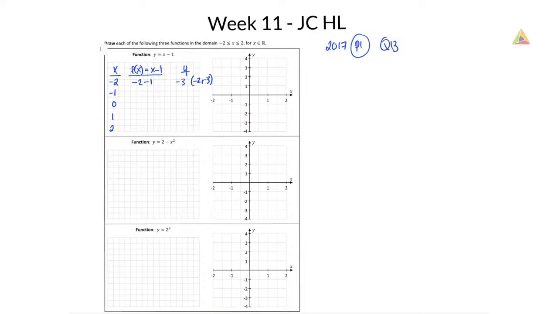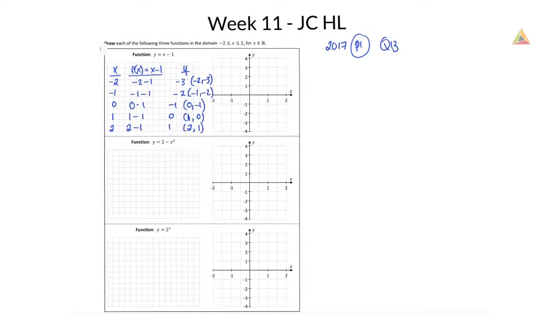Next one is going to be x minus 1, so minus 1 minus 1, which brings us to minus 2, so the point is minus 1, minus 2. Next point is 0 minus 1, which gives a value of minus 1, so the point is 0, minus 1. Then we have 1 minus 1, which is 0, which gives us a point of 1, 0. And then finally, we have a value of 2, so 2 minus 1 gives us 1, and the point then is 2 and 1. So we're going to plot those 5 points.